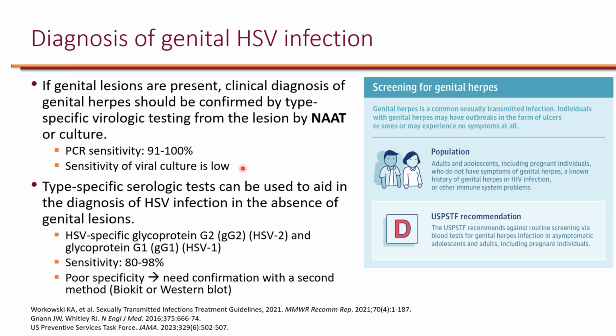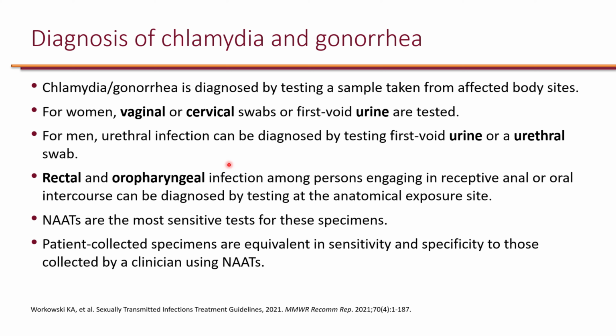Now, diagnoses of chlamydia and gonorrhea are pretty similar. You use a nucleic acid amplification test from the specimen, and the specimen is essentially from the site of infection. So for women, if it is a urogenital infection, you can use vaginal or cervical swabs, or a first-void urine test to detect either chlamydia or gonorrhea. Typically these are tested at the same time, because the manifestations are pretty similar, so when you suspect one, you test for both. That makes it more straightforward.